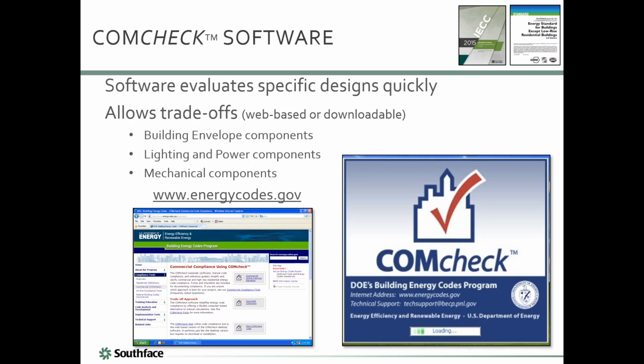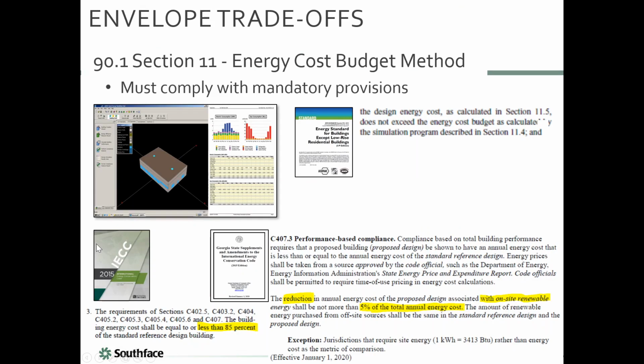If you can't make it work with ComCheck, you can do a simulation, but it's usually playing in the big leagues here. So you're hiring an expert that knows how to do energy modeling. This is where everything is on the table: lighting, envelope, mechanical. It's sort of saying all BTUs are created equal. So that's an option, but generally it's not one you want to have to do unless you're trying to show that you're better than code.